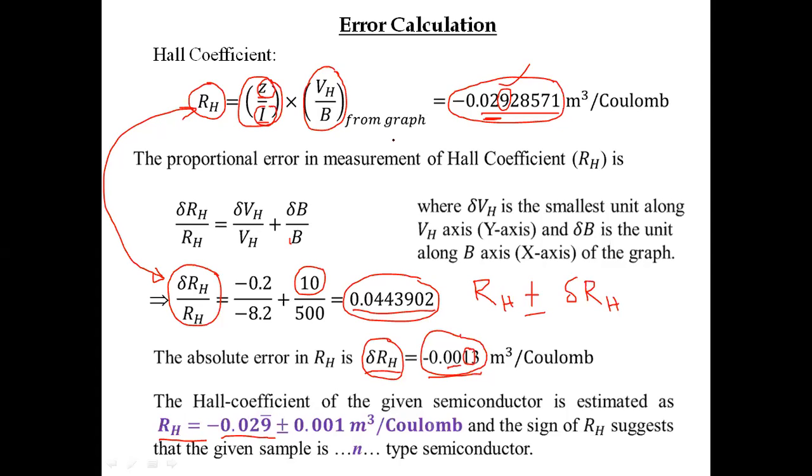Choose an arbitrary point on the line. It's your choice, but it should be a non-experimental point. With that arbitrary point, you'll get the value of VH and B. Put that value of VH and B in this equation and find out the value of RH with SI units. Please convert Gauss to Tesla, and Z is in centimeters, convert it into meter, and find out the value of RH. Then using your graph, find out the value of delta RH by RH.